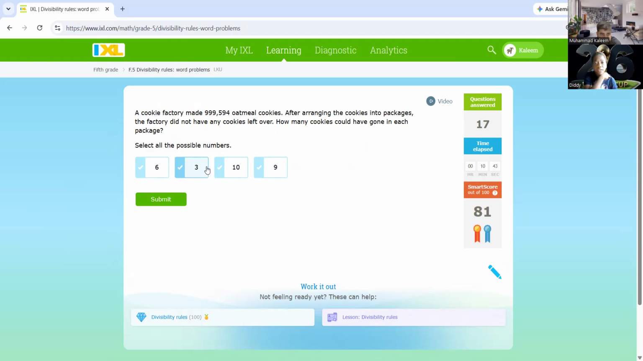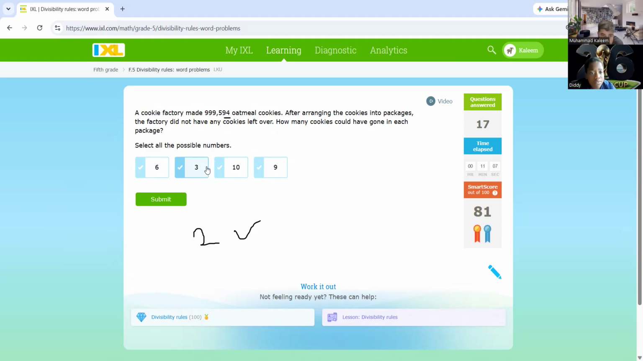Excuse me, teacher, I don't understand this one. Again, we have to do the divisibility rules here. Is this divisible by 2? Yes, obviously, because the last digit is 4. Is this divisible by 3?